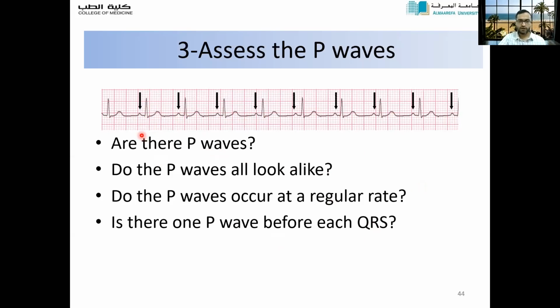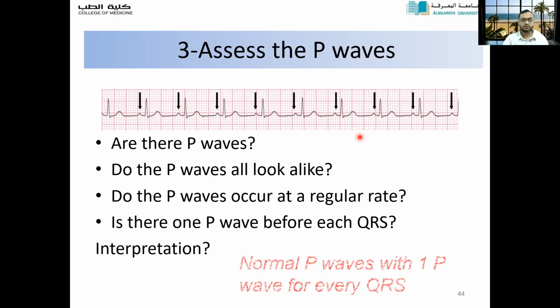As I told you before, if there is a normal shape of the P wave before a normal shape of a QRS complex, it suggests that the beats are originating in the SA node or somewhere in the atria. But if the P wave is absent, then it shows that the beats are not originating in the SA node, it's somewhere else. So it gives us an idea that it's not only originating in the SA node, but also following the normal path. So this is a very important step in terms of arrhythmias. So the interpretation: normal P waves with one P wave before each QRS complex.